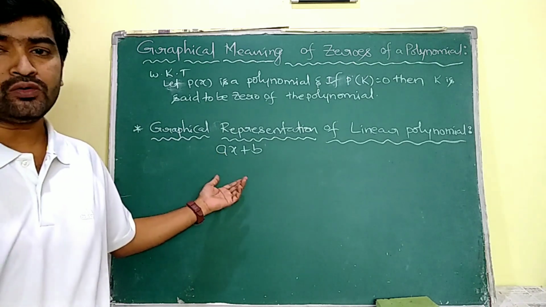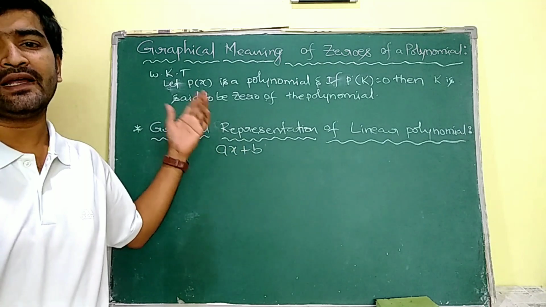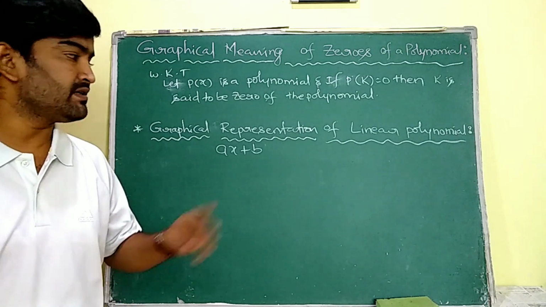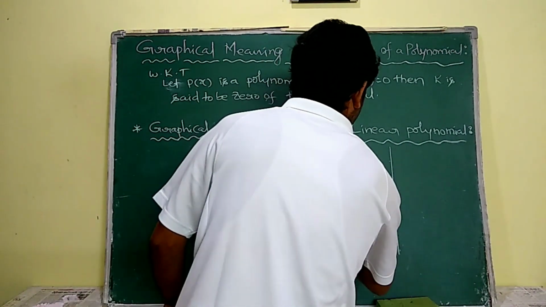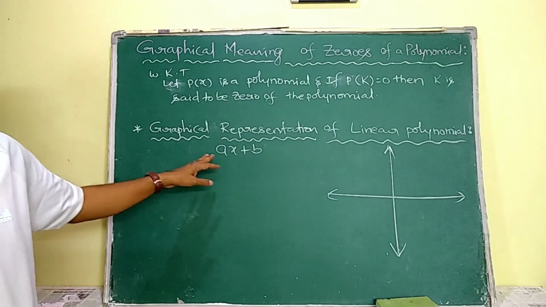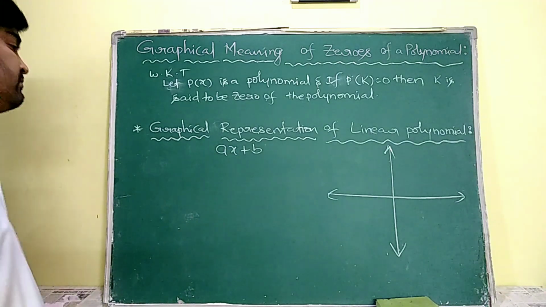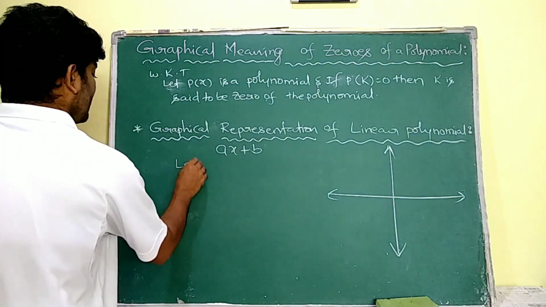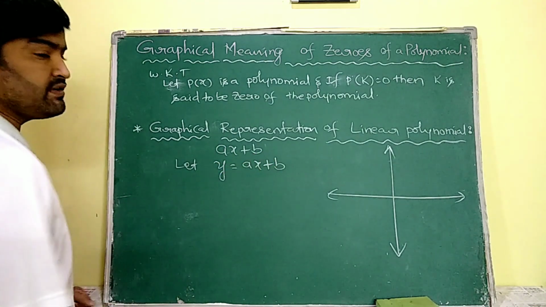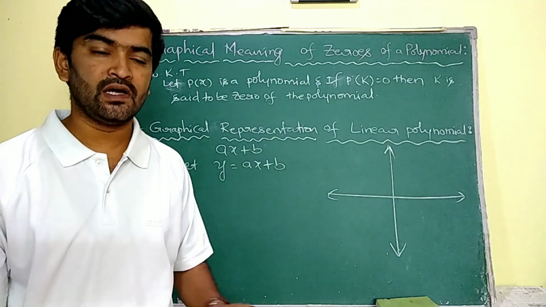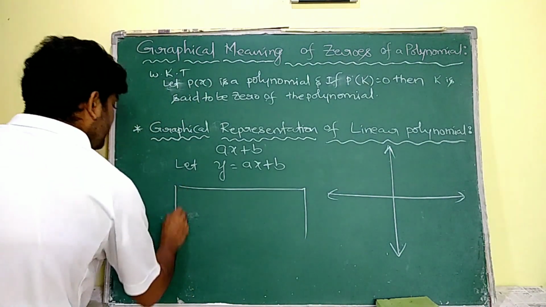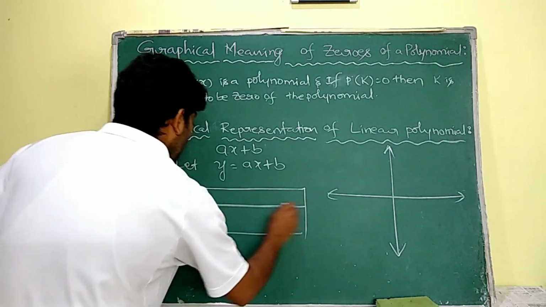To represent this linear polynomial in a graph, we have to consider two variables. Why? Because in a graphical representation we have x and y axes, so we have to express the given polynomial in equation form using two variables. So let this linear polynomial be y is equal to ax plus b. Firstly, we have to write the given linear polynomial in this form. Then after, we have to find 2 points to plot in the graph sheet.